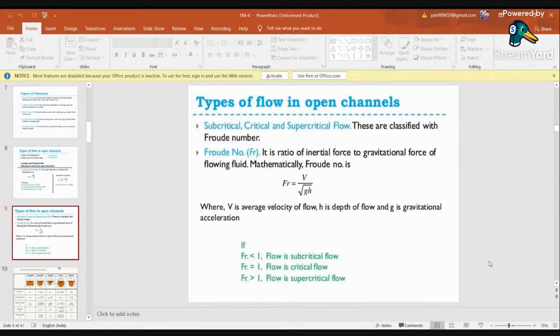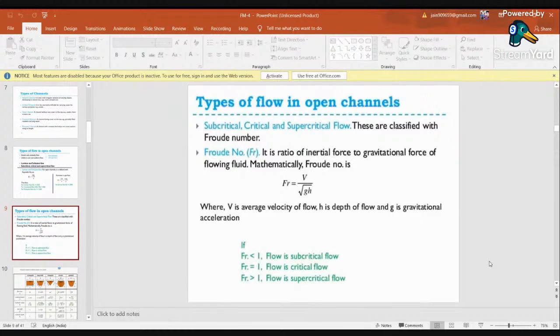Then another classification can be done on the basis of Froude's number. Now Froude's number will be calculated as Fr is equal to V divided by square root of gH. In terms of flow through pipes, the equation is modified as V divided by square root of gD. Here you have to take square root of g into H. Okay, H is nothing but your depth of water or depth of flow. So on the basis of Froude's number, the flow in open channel can be classified as subcritical, critical or supercritical flow. And Froude's number is your ratio of inertial force to gravitational force.